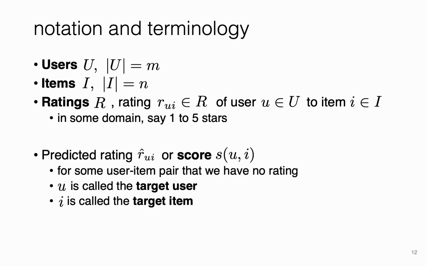In collaborative filtering, we would like to predict the rating of some items that the user has not rated. So we write R hat to be the predicted rating or the score S of U, I. This is for a pair of user and item that we have not seen before. U is typically called the target user and I is called the target item. So when we talk about predictions, we have a specific target user in mind and a specific target item in mind.